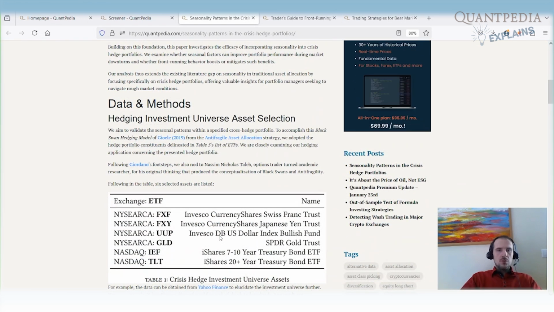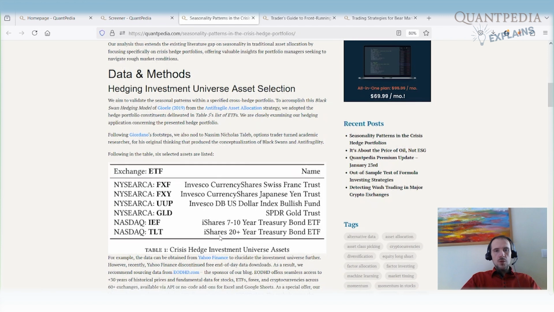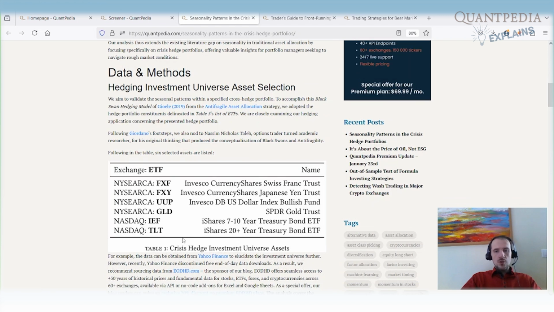What's our data and what's our methodology? So we took 6 ETFs which have a crisis hedge characteristics. Those are the ETFs of the assets that perform plus or minus very well when there is a crisis. So it's a Swiss franc, a Japanese yen, US dollar index. So those are 3 currencies that perform very well when there is an international crisis. Then there is a gold, 10-year treasury bond ETF and 20+ year treasury ETF. So we have fixed income ETFs, we have the gold, and we have a few of the currencies that work very well when there is a crisis. So this is our investment universe.